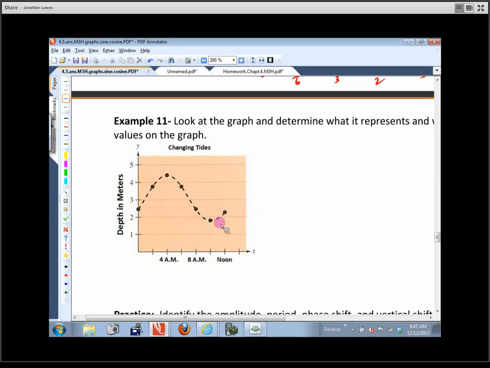Okay? This says depth in meters are represented here, and this is the changing tides, and this is time along right here. So if we looked at this and we were to draw a center line on here, roughly where would you say the center line is?